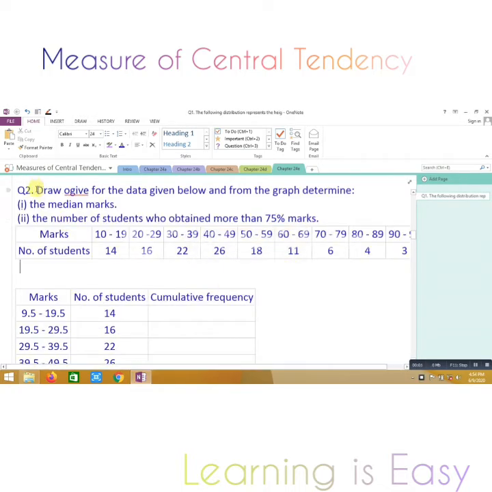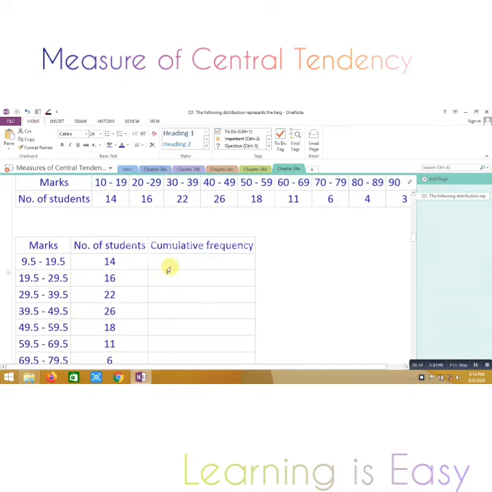So the second question, again we need to draw a cumulative frequency graph or ogive for the given marks and students range. And the second part is number of students who have more than 75% marks. So first let's calculate the cumulative frequency.